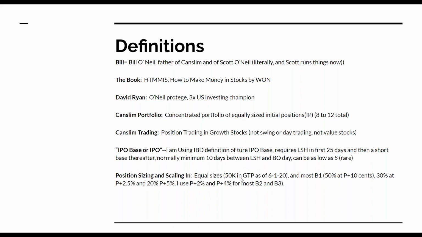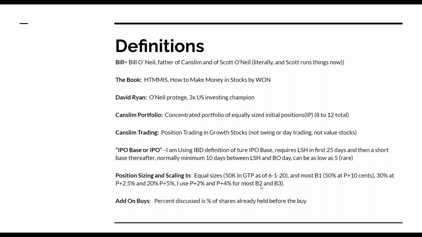Position sizing, scaling in. Actually, the group teaching portfolio is now 60,000 in each position. And so when we're buying a full position, it would be a B1, 50% size at a pivot plus 10 cents, would be 30,000, 30% at pivot plus 2.5%, 20% at pivot plus 5. But I'm really generally using pivot plus 2% and pivot plus 4% for the B2 and the B3.